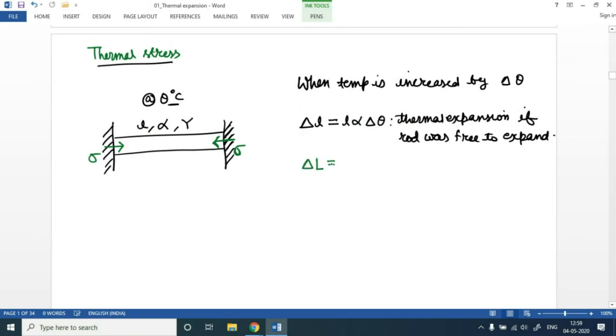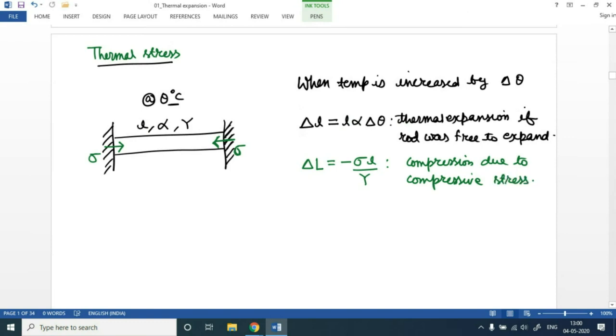Let's write it as delta L, and delta L, according to our formula, we will simply write that would be stress into length upon Young's modulus over here, and that you can say is compression due to compressive stress.